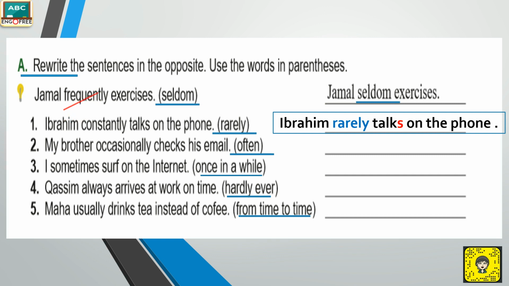The example, frequently. Number 1, constantly. Number 2, occasionally. Number 3, sometimes. Number 4, always. Number 5, usually. Let's rewrite it again. Rewrite the sentences and put the words of frequency instead. Look at the example. Jamal frequently exercises. The sentence became Jamal seldom exercises.